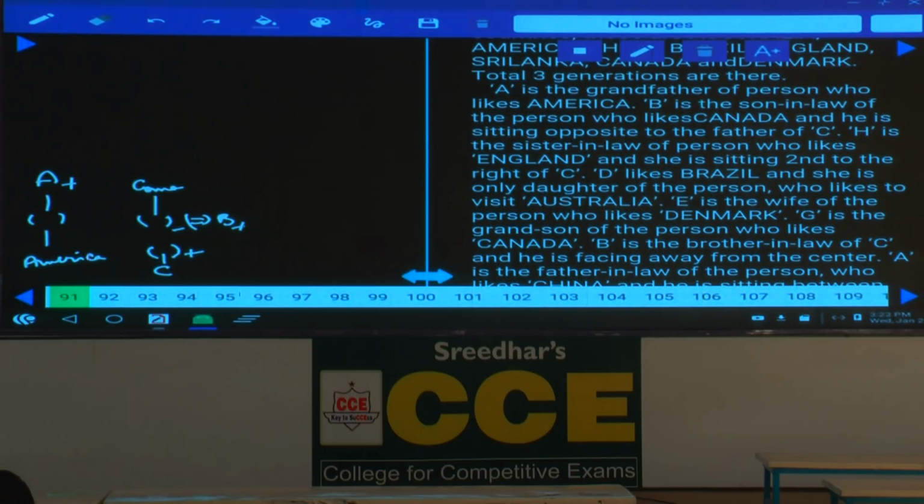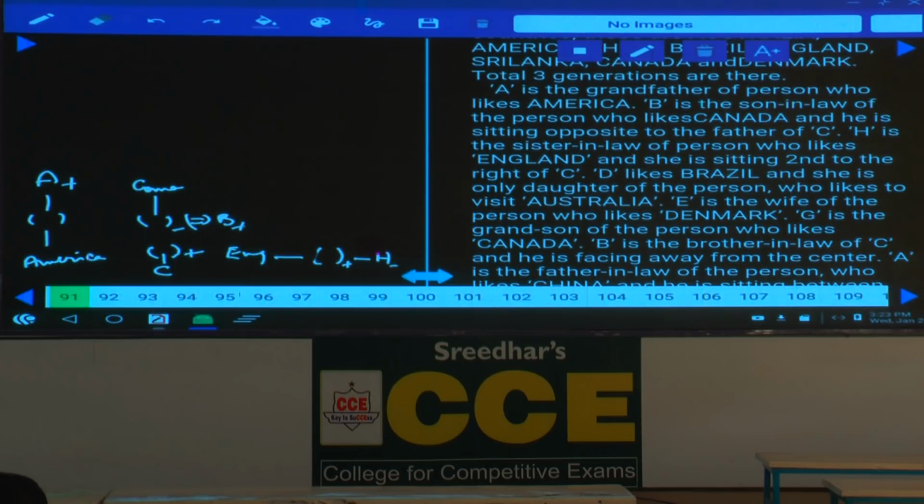H is the sister-in-law of the person who likes England. Now England is here, and H is the sister-in-law. That means the person who likes England's spouse's sister can be H. Or England and this person can be siblings to each other, and H is the sister-in-law.